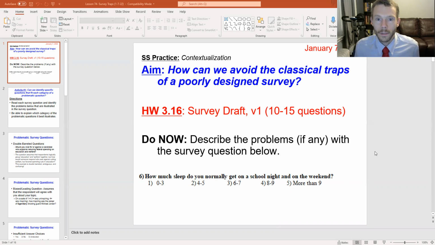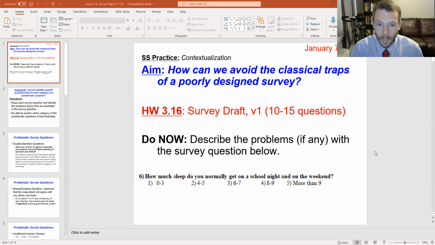And in this lesson, we'll look at how to contextualize the classical traps that are made in poorly designed surveys and to really think through how to come up with good survey questions. Your homework over the weekend is to come up with a draft of 10 to 15 questions that measure the demographics, the behaviors, the knowledge, and the attitudes of your survey respondents, with the bigger goal being to address and answer your field research question.